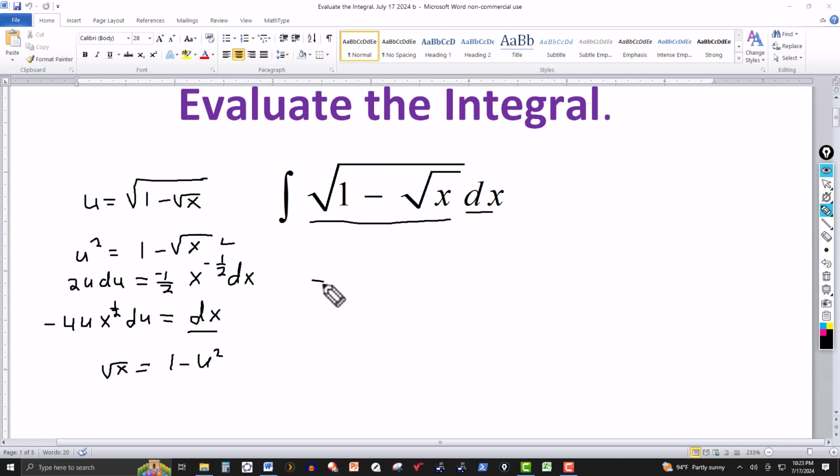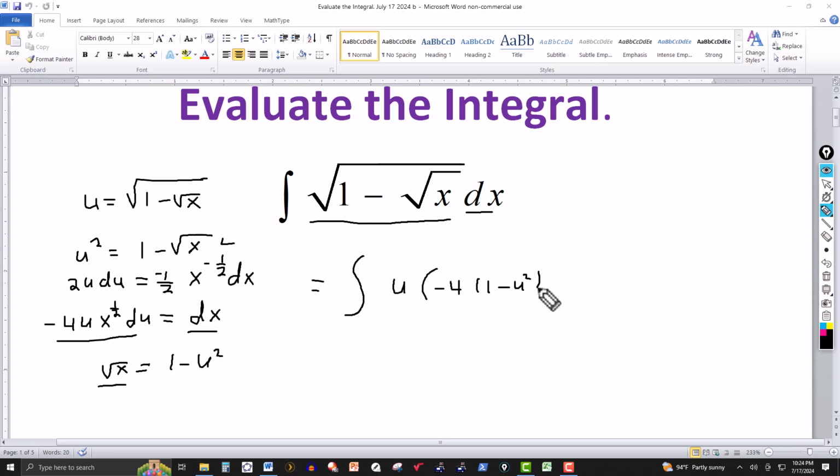And now we go back over here. Now we're going to convert the integral in terms of u. Instead of the variable being x, it's going to be u. So again, all of this right here, that's u. So this will be u. And the dx is this. So replacing the dx, that would be -4. And then here I have an x to the 1/2, or the square root of x. But note here, square root of x is 1 minus u squared. So I'm going to replace this x to the 1/2, which is the square root of x, by 1 minus u squared.